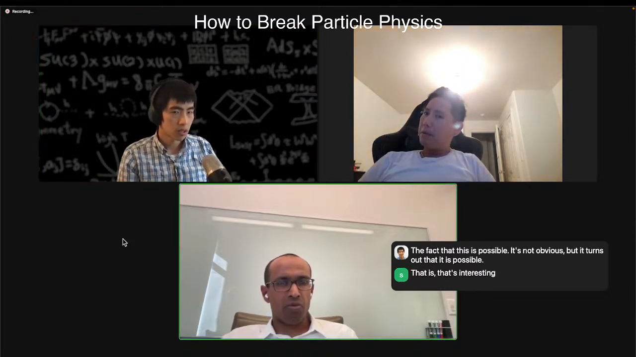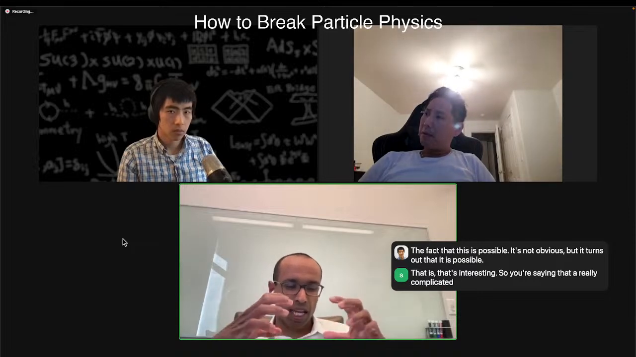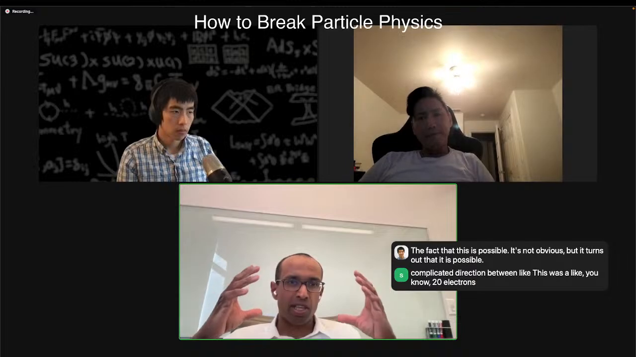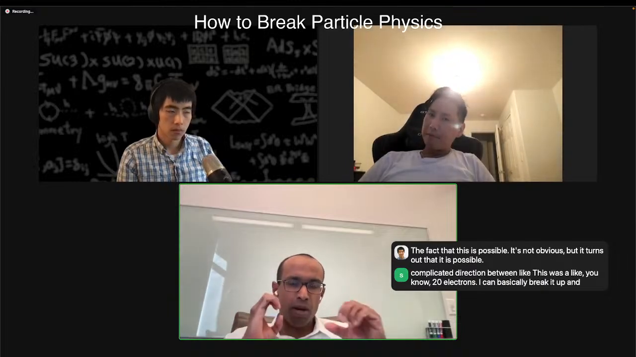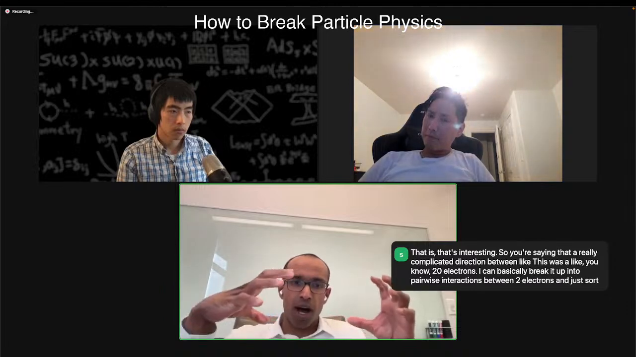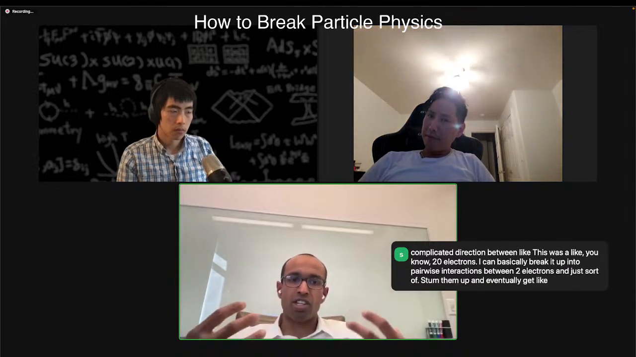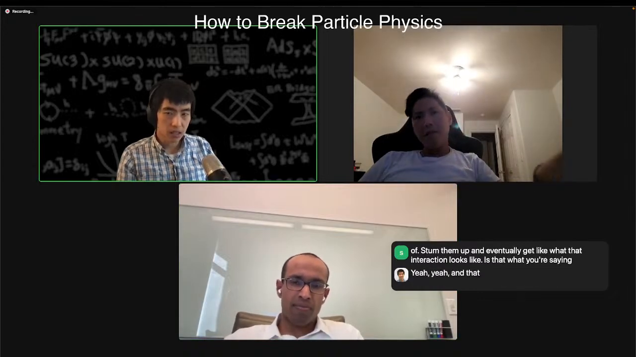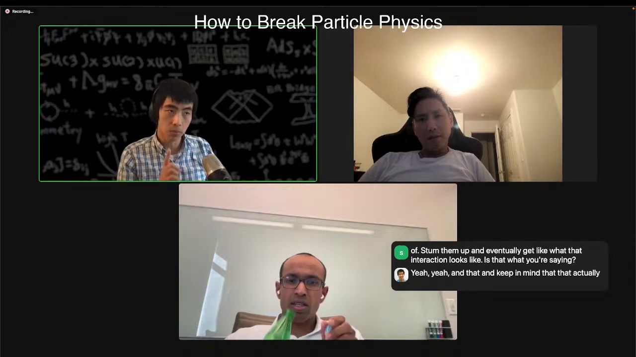That's interesting. So you're saying that a really complicated interaction between, let's suppose, 20 electrons, I can basically break it up into pairwise interactions between 2 electrons and just sum them up and eventually get what that interaction looks like. Is that what you're saying? Yeah, yeah, and keep in mind that that actually can only be done approximately.